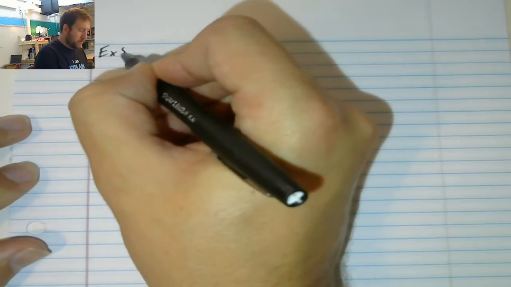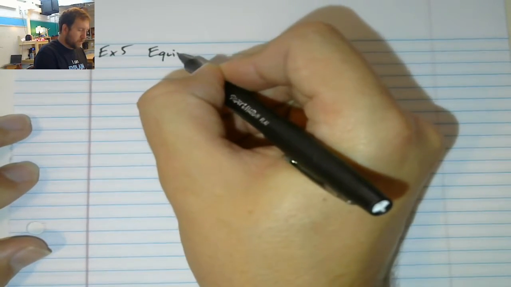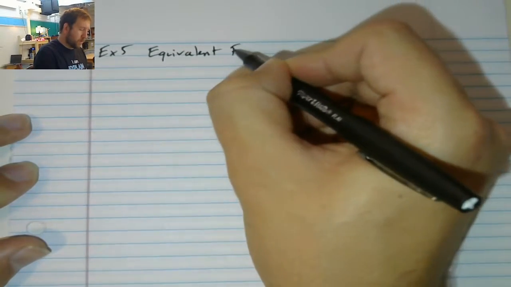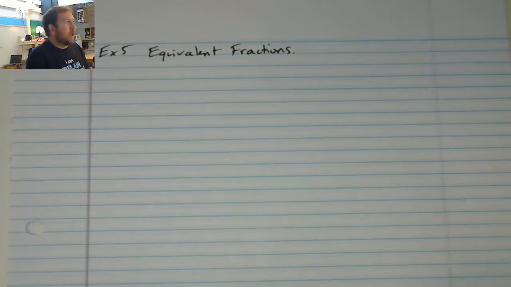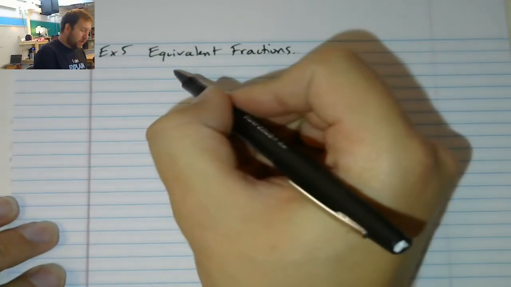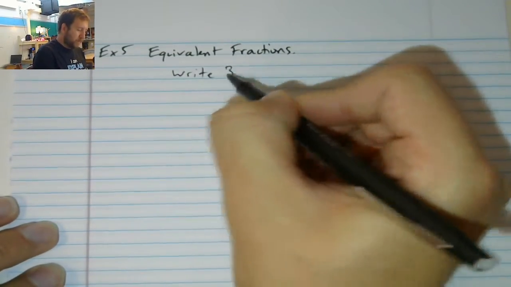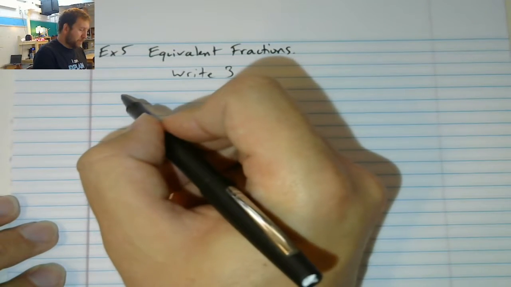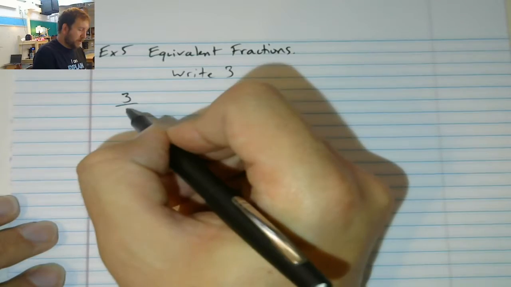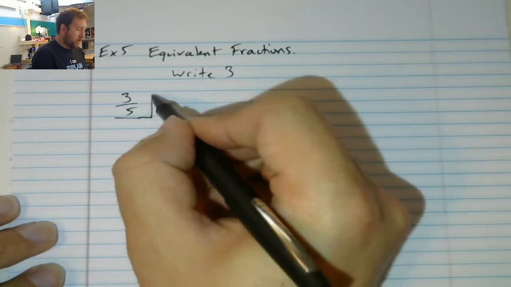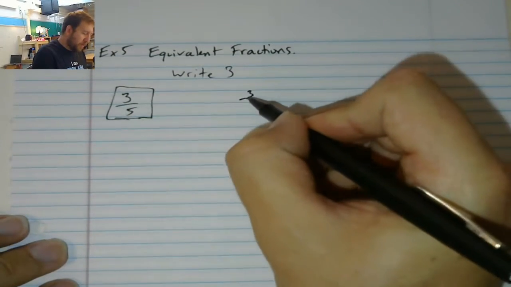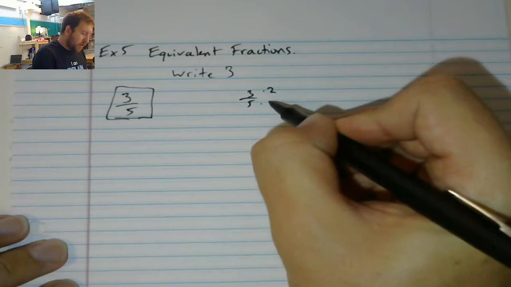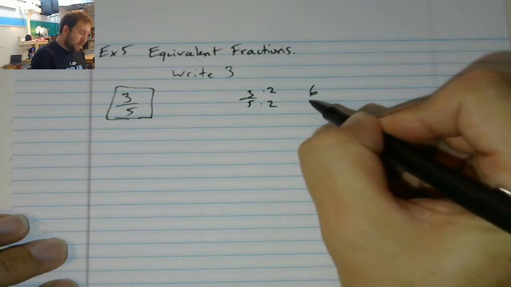Example 5. So say I'm going to get a fraction, and I need to write 3 equivalent fractions of it. 3/5 is my original fraction. And I need to write 3 equivalent fractions. So I'm going to take 3/5 and I'm going to multiply both sides by 2. And that's going to give me 6/10.